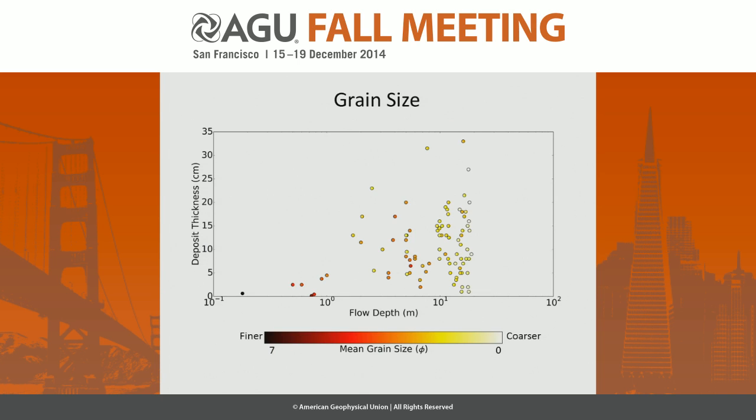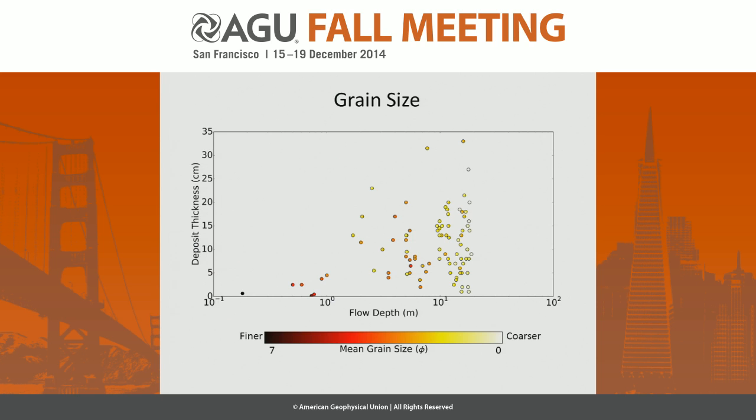And I also wanted to show how grain size can play into the flow depth deposit thickness relationship. So this is a similar figure to what we were looking at before, with flow depth on a log scale on the x-axis and deposit thickness on a linear scale on the y-axis. And now we have plotted with a color map the mean grain size of the deposits, with brighter colors being coarser grain sizes and darker colors finer grain sizes. So if you look at a line of constant deposit thickness, you'll see that as you increase flow depth, the mean grain size of the deposits does increase.